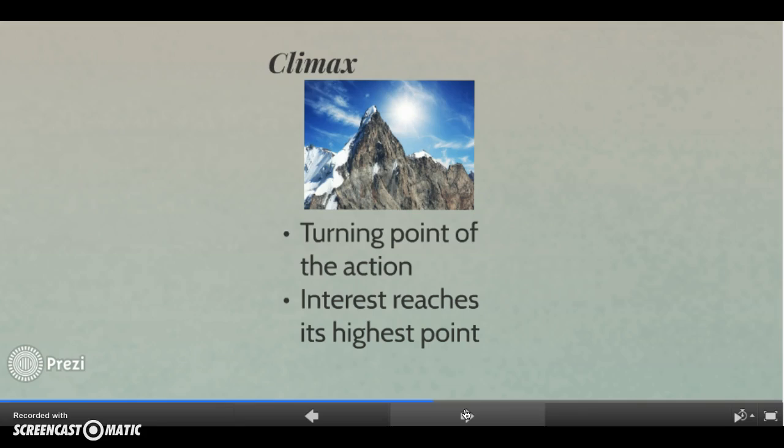The climax is the turning point of the action. It is the time when emotions are biggest and interest reaches its very highest point in the play. It is the time where the major conflict is overcome and the major dramatic question is answered. Basically the biggest moment of the play.